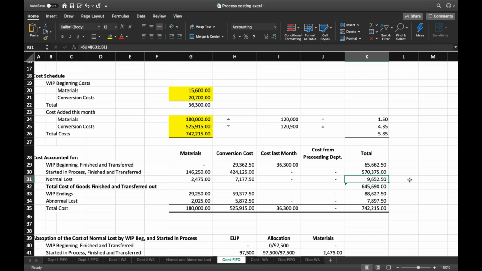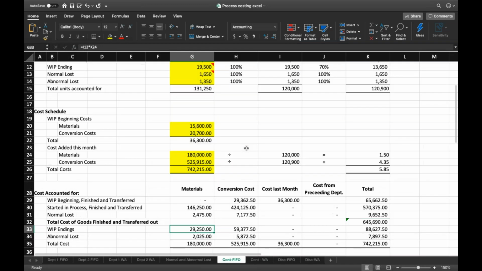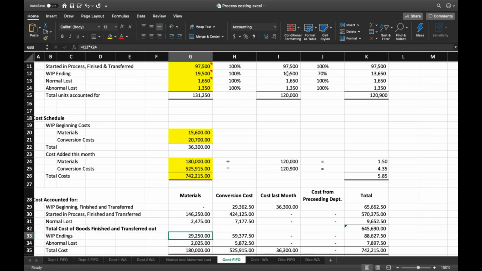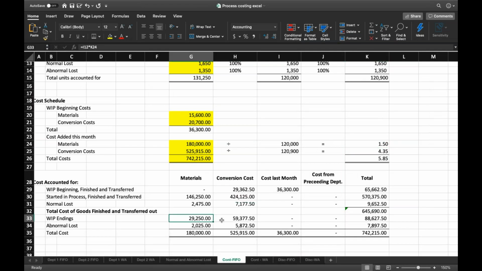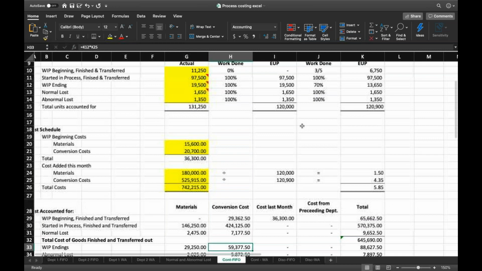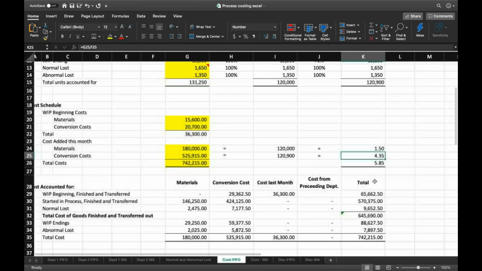Okay. So the total cost na-account natin is 645,690. For the work in process end, same procedure. 19,500 times 150 equals 29,250. Conversion cost, 13,650 times 4.35 equals 59,377.50. Total of the two is 88,627.50.